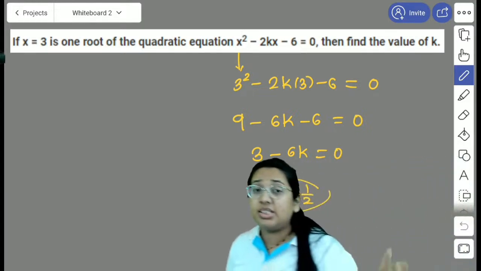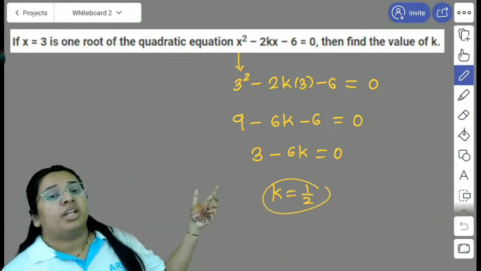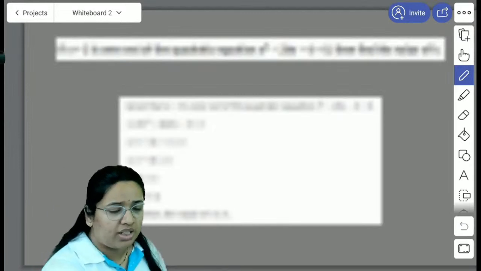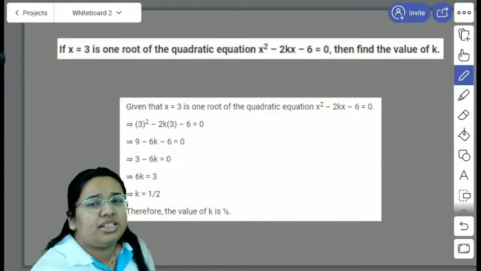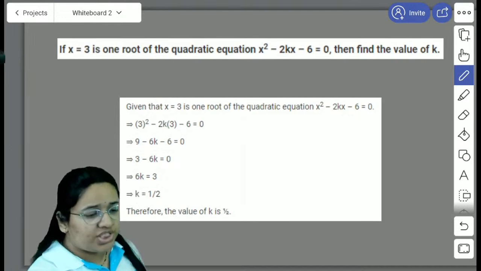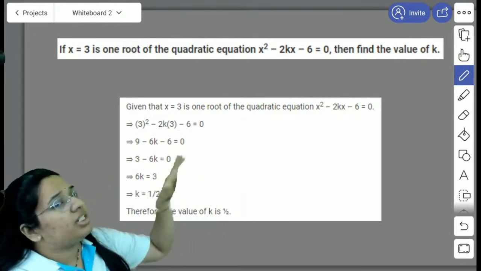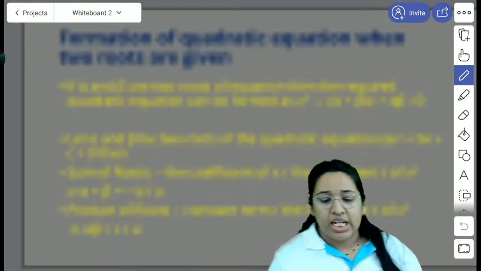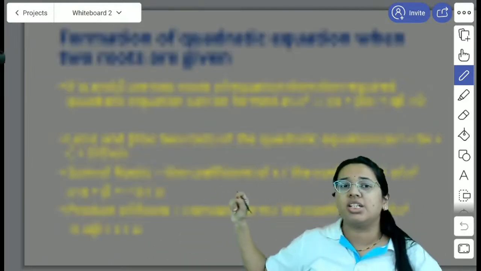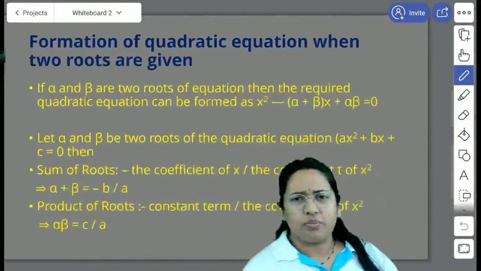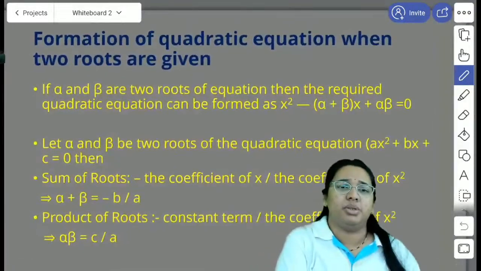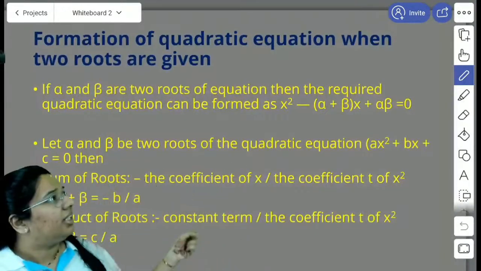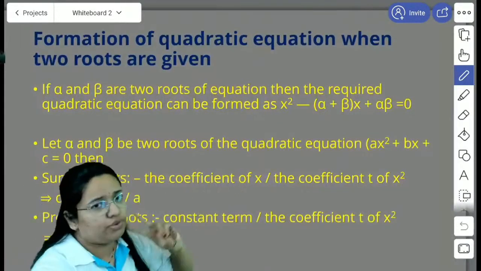That's it. Such types of questions have been asked repeatedly for 1 or 2 marks, and it is quite an easy one. You just have to check that if x equals 3 is one of the roots, it means that it will satisfy the given condition. As it will satisfy the given condition, if you replace x by that number, the answer should be 0.